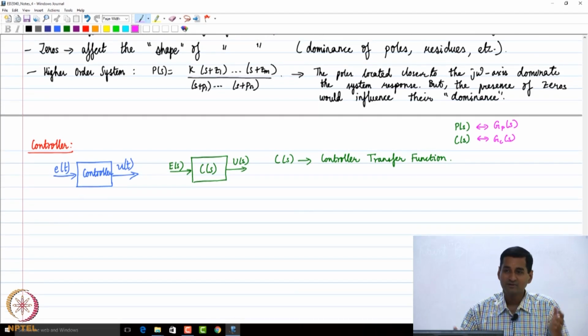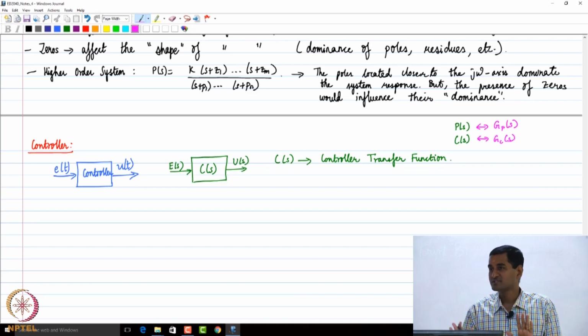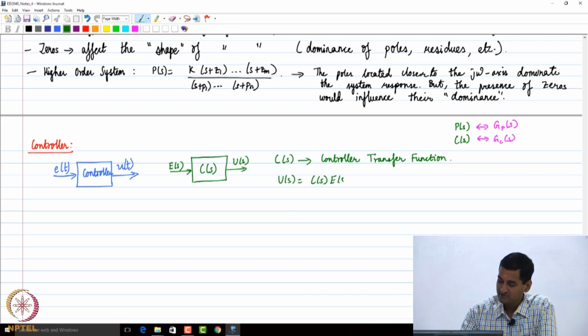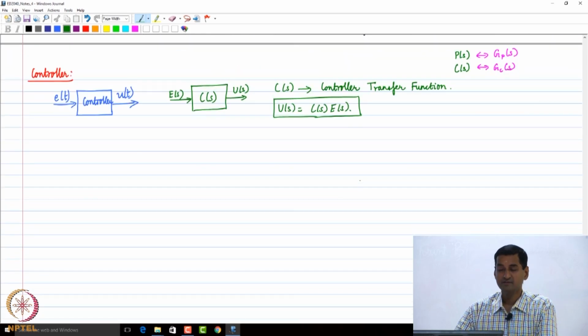You can use whatever symbol you want, but I am going to stick to capital P of s for the plant transfer function and C of s for the controller transfer function. Please remember that for us, G of s is C of s multiplied by P of s, right? We derived that closed loop transfer function previously. Now please note immediately that U of s is going to be equal to C of s times E of s, right? So that's something we can immediately figure out.